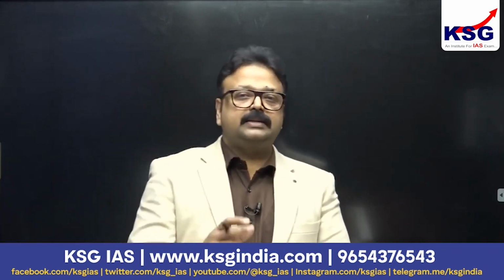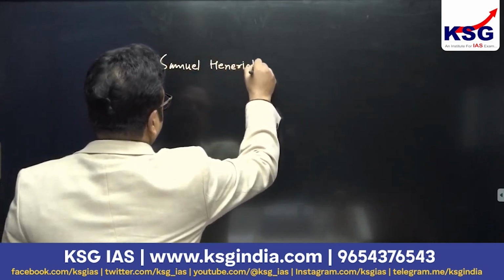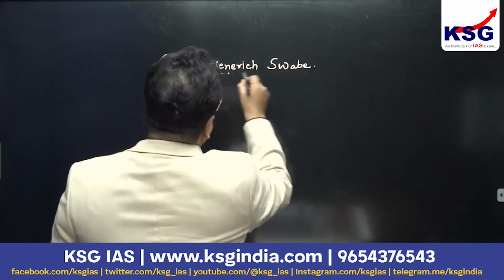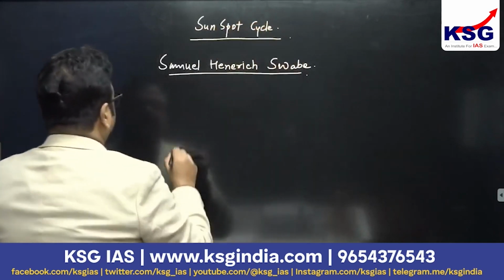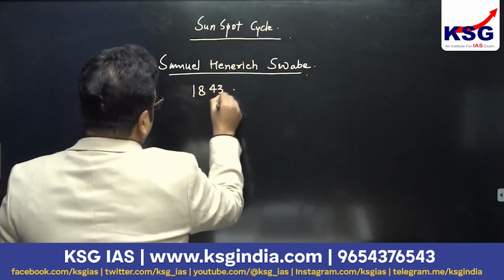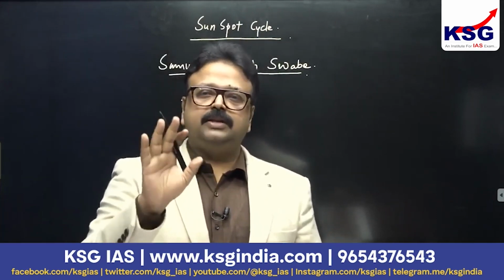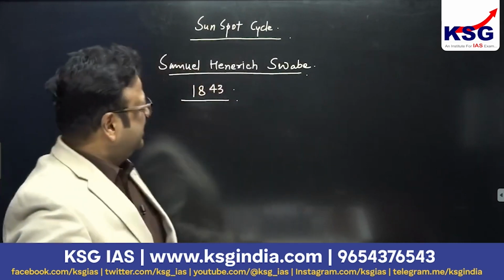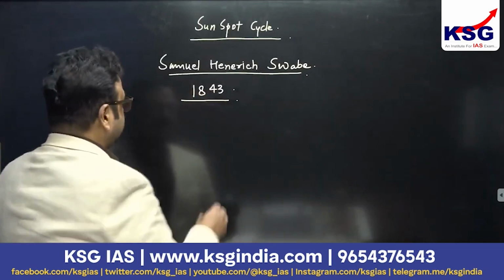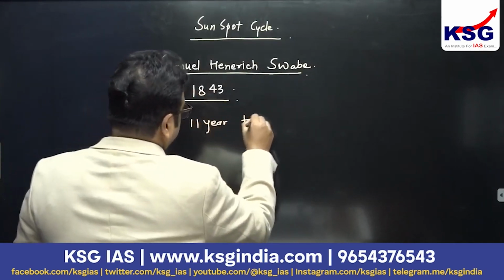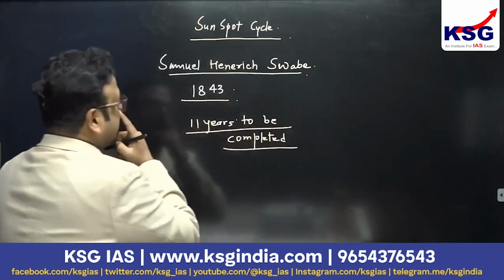It was first reported as a cyclic phenomenon by Samuel Henrik Schwabe. The sunspot cycle we are talking about, Samuel Henrik Schwabe first reported it in 1843. Conclusively reported it. That means he observed the changes on the sun's surface over his entire life. After that he concluded that this sunspot cycle, that means the formation of sunspots on the sun's surface, is a cyclic process and it takes almost 11 years to be completed.